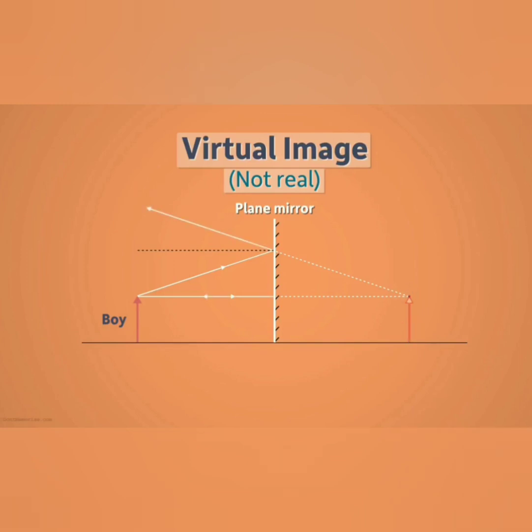Every plane mirror forms a virtual image. This is the first characteristic of the images formed by plane mirrors. Images formed by plane mirrors are virtual and not real. So what is the real image then, and how are they formed?